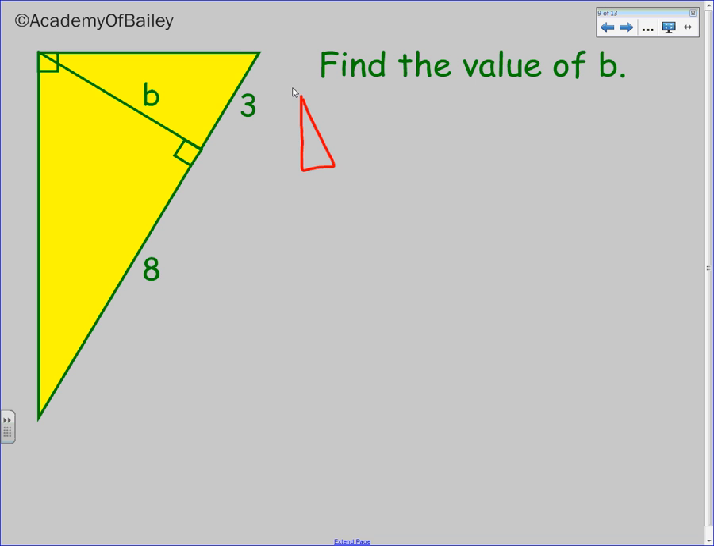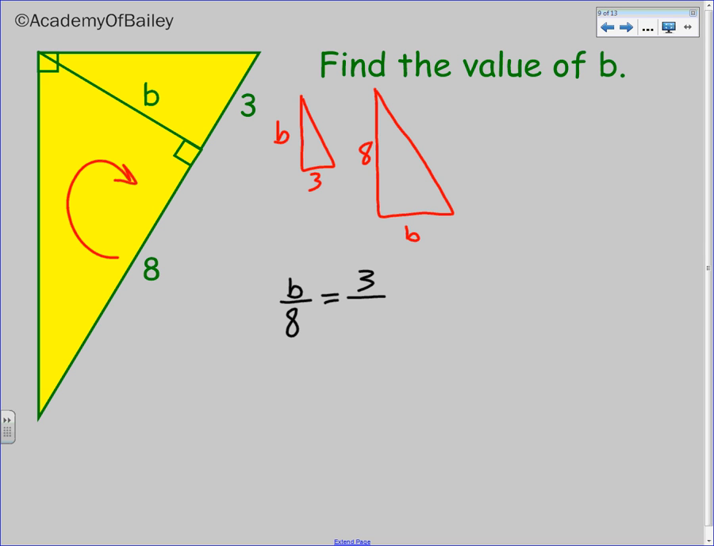I'm looking at a small triangle, and then I'm looking at a larger triangle. Small triangle has 3 and B. Large triangle, okay, so this one is going to have to go this way. 8 is this part, and B is this part. So let's set up our ratio. B over 8, and the other ratio, the bottoms of the triangles, 3 over B.